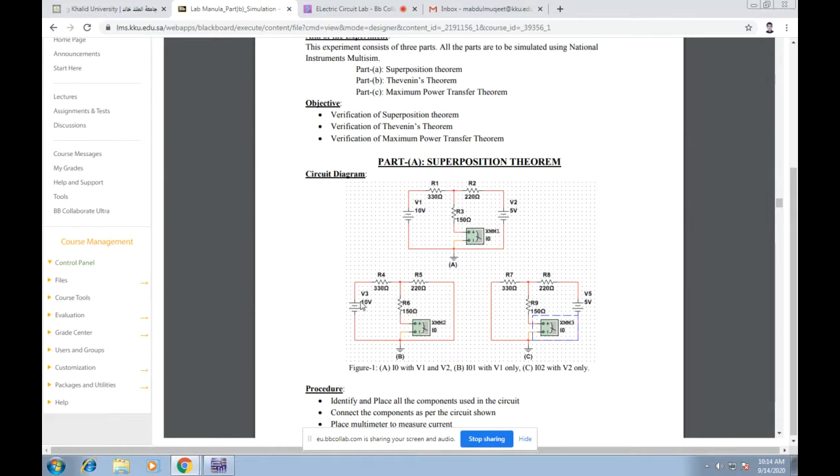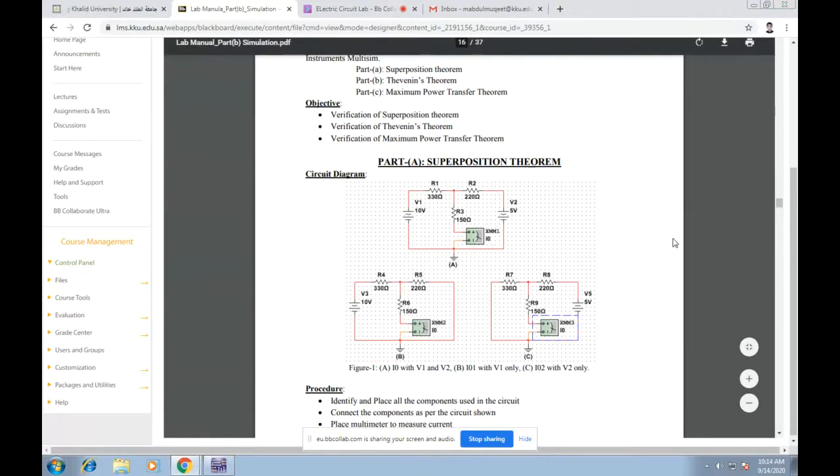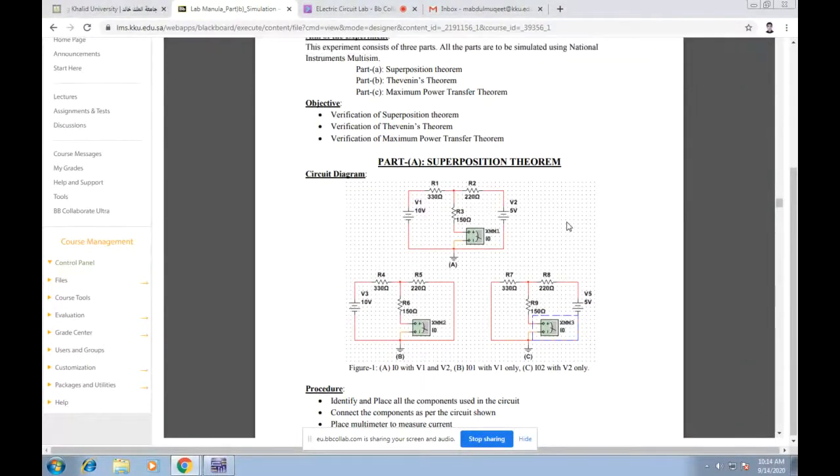Then we will delete the second source. You can see we have made it a short circuit. The second source is not available here, so we will find the current, which we will call I01. Then for the other circuit, we will delete the first DC supply. You can see this is a short circuit. The first DC source is not available, so again we will find the current. The total current should be equal to this current plus this current. If it is equal, then we can say that the superposition theorem is verified.